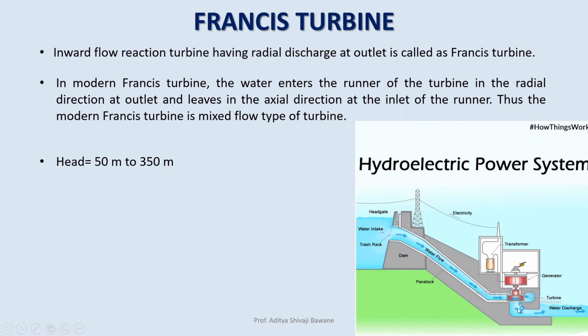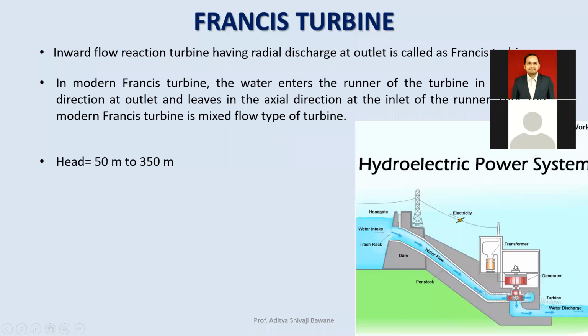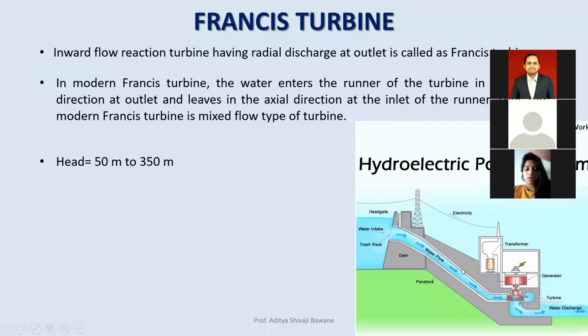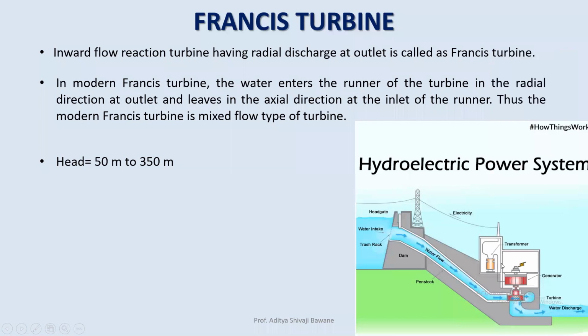And at the exit, we have the draft tube. The draft tube is nothing but a pipe which will discharge the water from the turbine exit to the tailrace level. Whenever this shaft rotates, electricity will be generated. Then that electricity will be transferred from here to another location, wherever we require. Now in this case, an inward flow reaction turbine having radial discharge at outlet is called a Francis turbine.